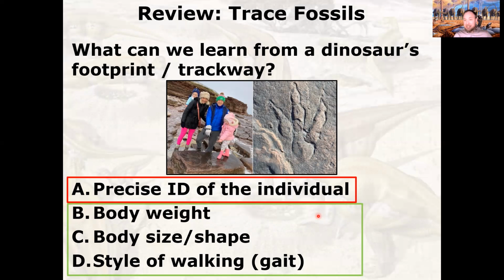Hopefully you're having a little trouble narrowing it down, because any of those last three apply. Body weight can be determined from looking at the tracks, especially a trackway. Body size and shape, again, you would probably need a series of tracks to do that. And then the style of walking, whether they were upright, bipedal, or whether they were quadrupedal on all fours. There's a lot of information that we can get from footprints, and especially if there are multiple footprints, a lot of information about the animal itself from just the tracks. Just like if you're out in the wilderness and you see some modern animal tracks, there's a lot you can tell about that animal from those tracks.